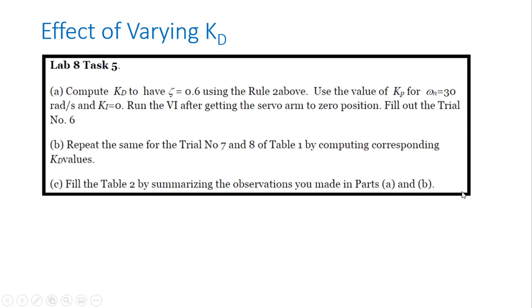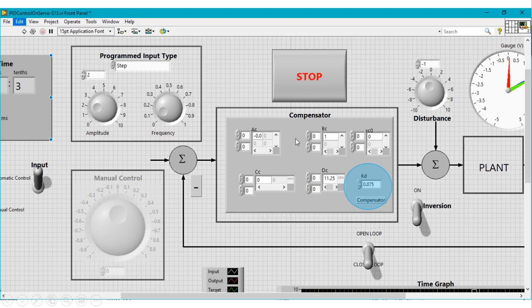Now we do the same thing by varying the Kd. Kd is determined so that zeta is equal to 0.6 using rule 2, and then use the value for the Kp for omega n equal to 30 and set the Ki equal to 0. Did you calculate what Kd is? Should I wait for you? If you calculate correctly, Kd should be 0.075.